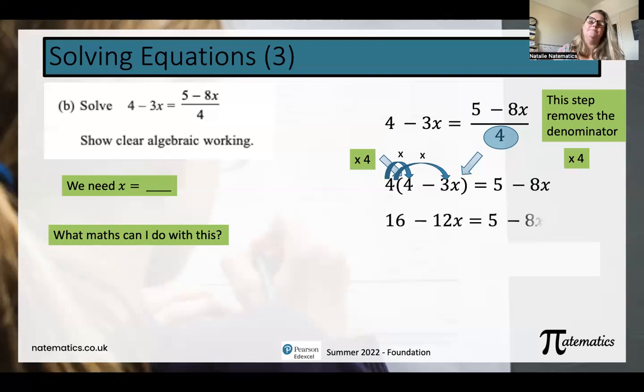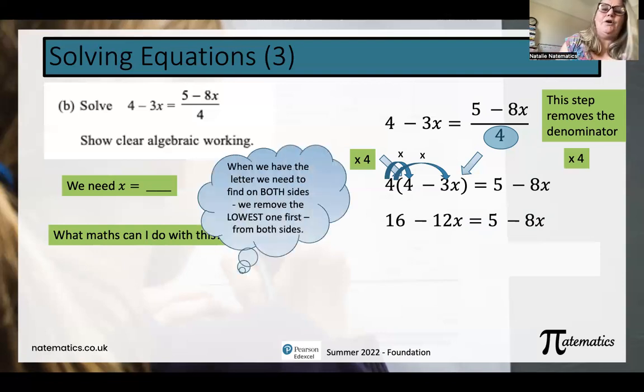16, take away 12x. And then on the right-hand side, we just leave that as it is. But we again replicate everything that's in the row above, applying this operation to the bit you need. So, multiplying out those brackets on the left. Right, so this is now at the point where we've got these x's on both sides. Could be y's, could be any letter. When you have them on both sides, here we've got minus 12x and minus 8x.